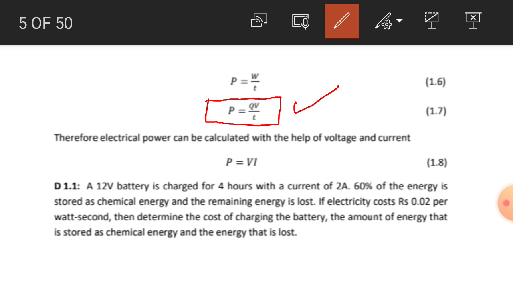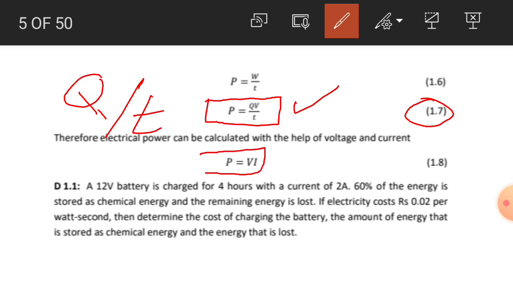let us come back to equation number 1.7. We know that the rate of motion of charge is known as current. So if we put the value of the current in equation number 1.7, the electrical power can be calculated with the help of this equation. The product of the voltage and current gives you what? It gives you electrical power. So we can calculate the power with the help of VI.